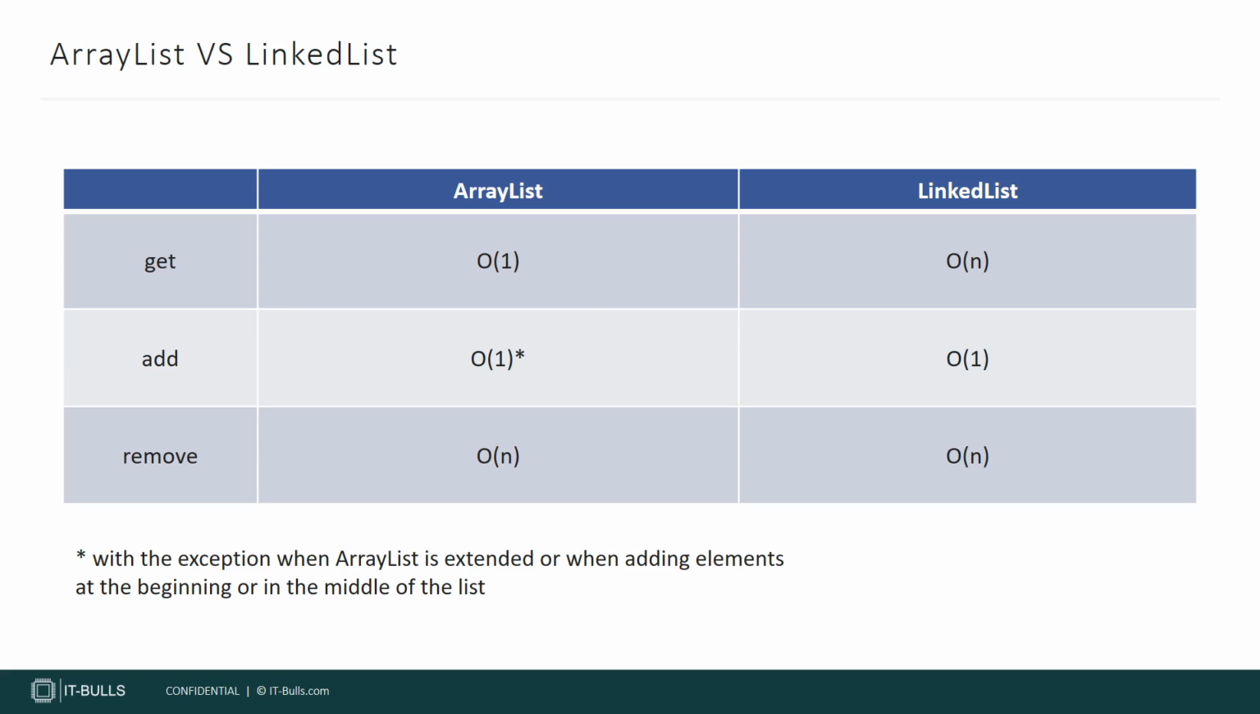Let me go over each one. Get operation in ArrayList is constant. That's why we see O(1) notation here. On the other hand, getElement from linked list has linear complexity. And I want you to not memorize big O notation, but understand it instead.